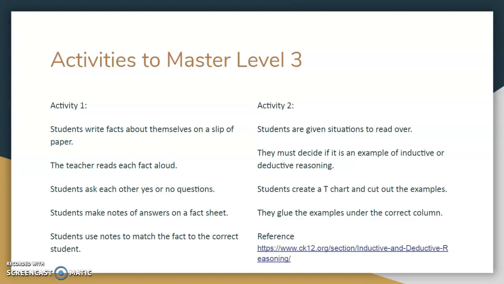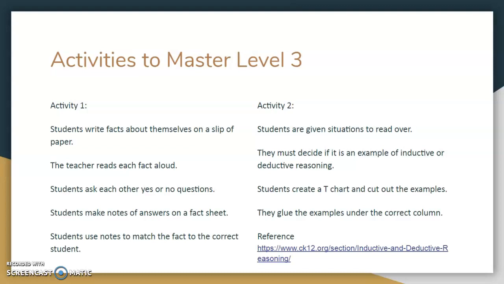The first thing students will do to begin is write a fact about themselves on a slip of paper. The teacher will then collect these slips of paper and read each fact aloud to the class. Students will then ask each other yes or no questions. Then they will make notes of answers on the fact sheet. The students need to be strategic in their questioning in order to narrow down the students in order to match the fact to the correct student. At the end of the lesson, students will see that deductive reasoning can actually be a lot of fun.